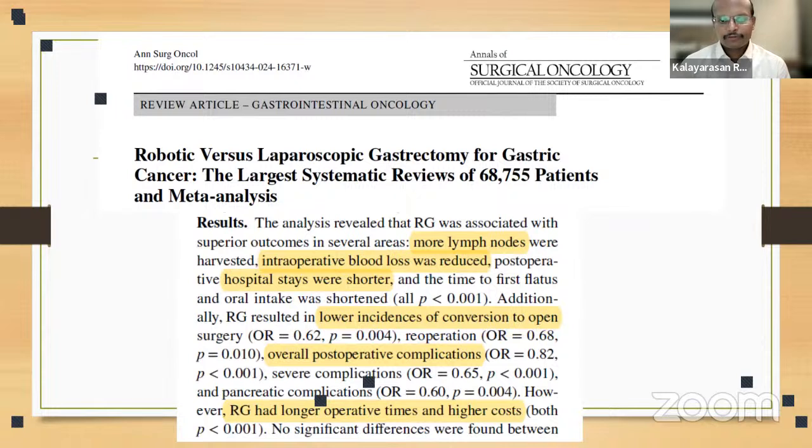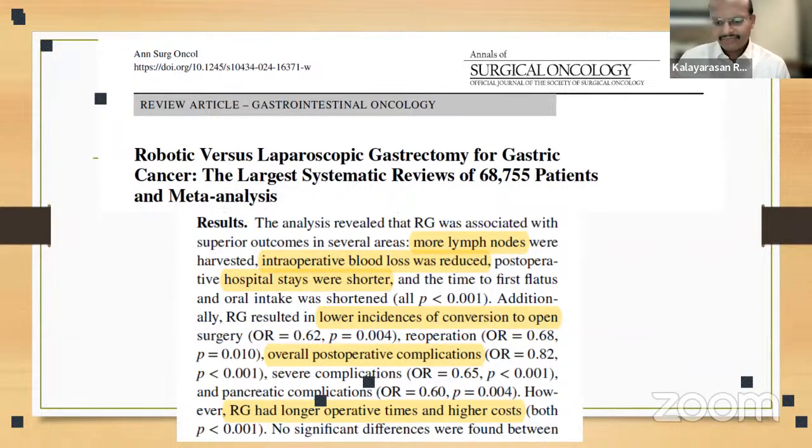And what was reported is that with robotic gastrectomy, the lymph node harvest was higher, the intraoperative blood loss was less, hospital stay was shorter, the conversion was lower, and the overall post-op complications were also less. However, the operative time was more in robotic surgery, and obviously the cost in the current era is higher in the robotic arm. Now, this is the evidence, so I'm not going too much into it.